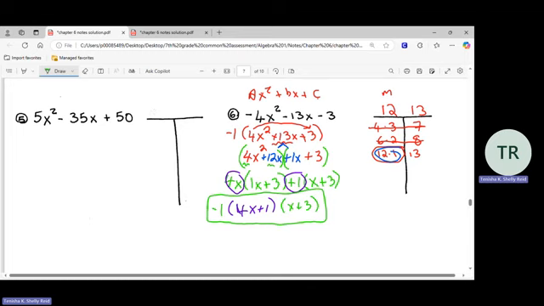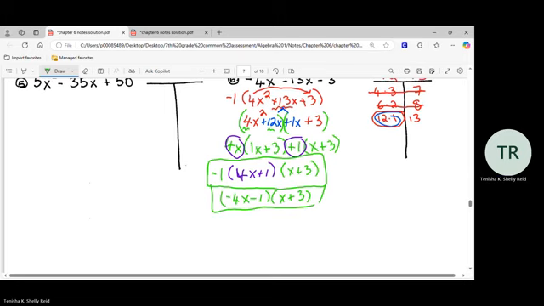I want you to know that's one option. But you might also see it where they apply back the -1. So -4x minus 1, if they distribute the -1, times x plus 3 is also an option. If they put the -1 to the x plus 3, then your answer would be 4x plus 1 times -x minus 3. And that's another option.